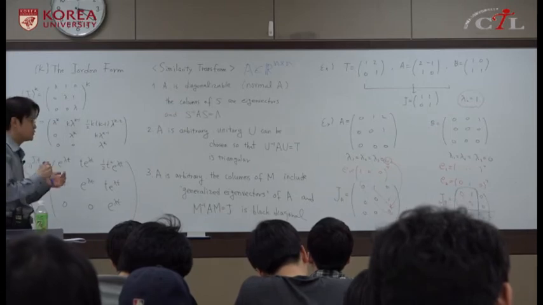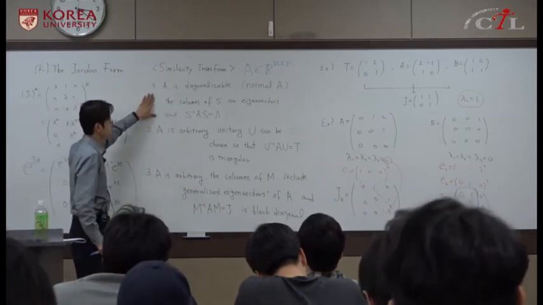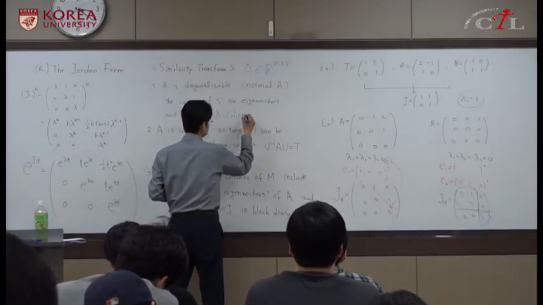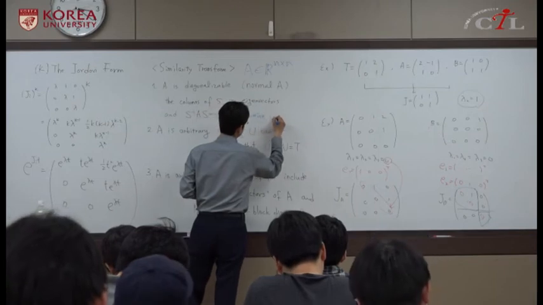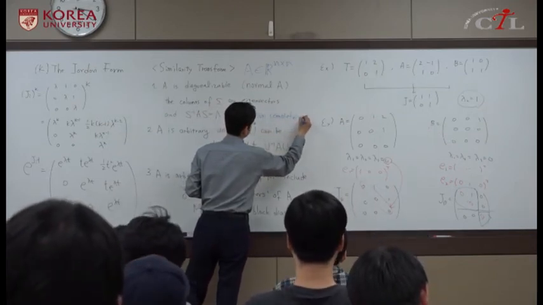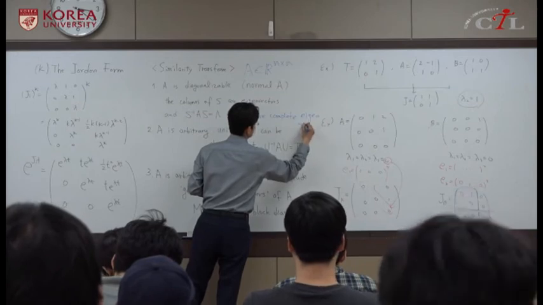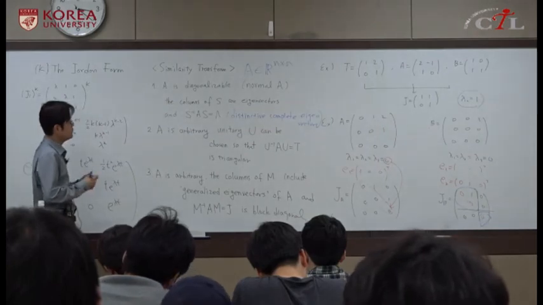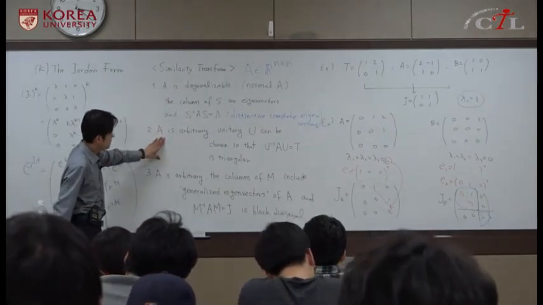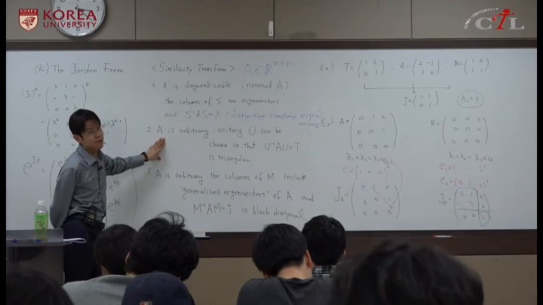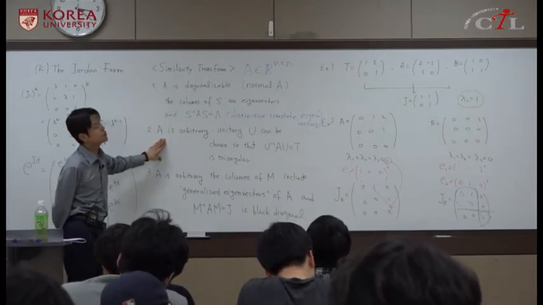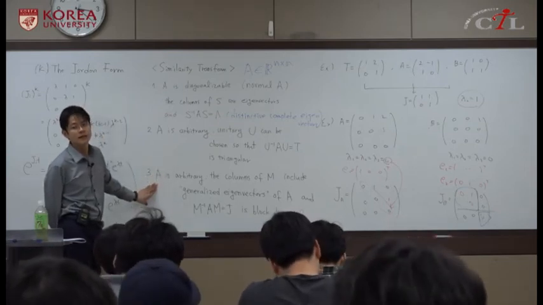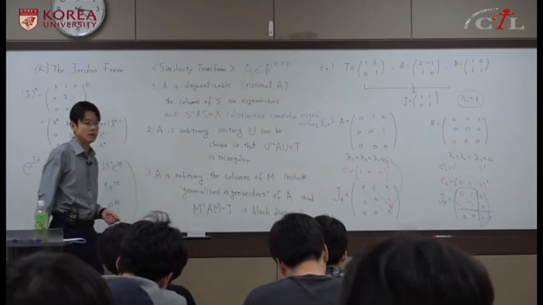So this is a similarity transform. In this case, it's distinctive eigenvectors, complete eigenvectors. If we cannot do that, we can make it triangular. Among the triangular forms, the simplest triangular form is the Jordan form, and then M is the generalized eigenvectors.